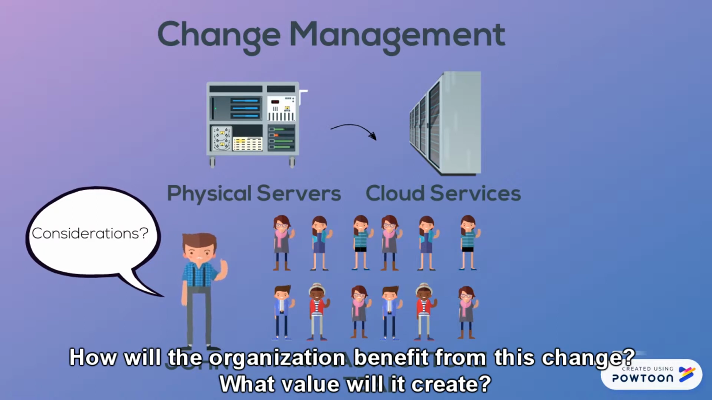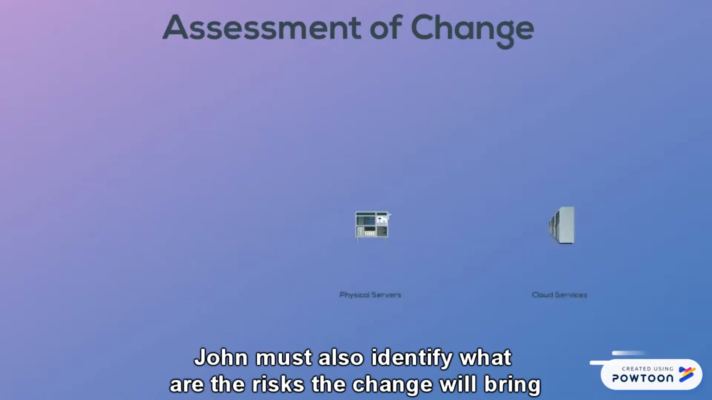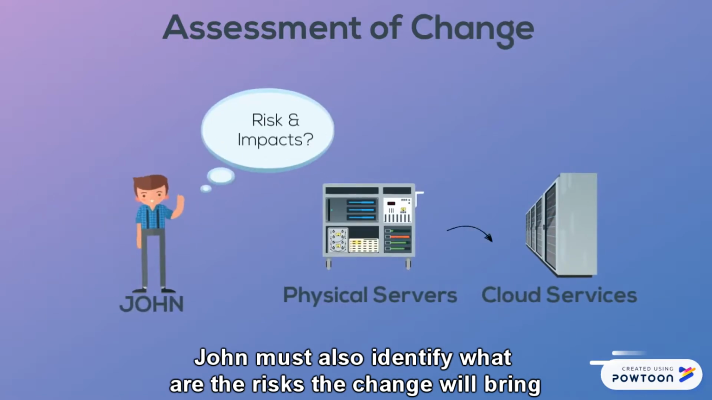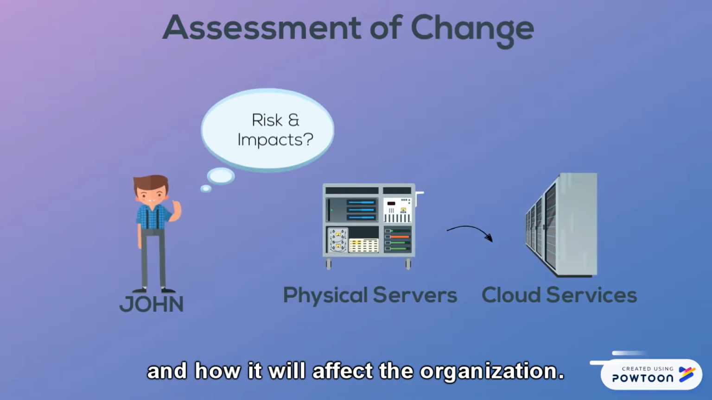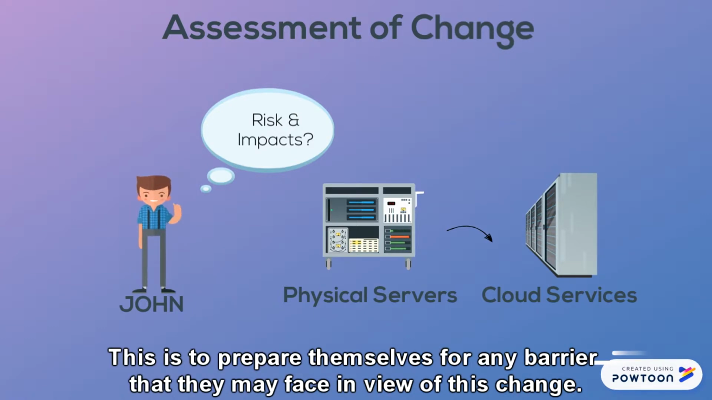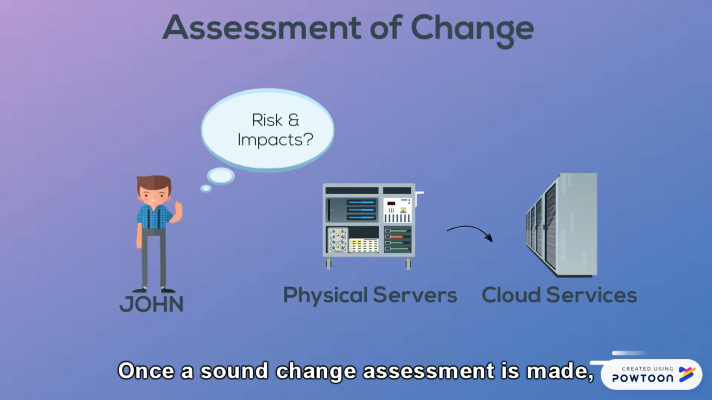How will the organization benefit from this change, and what value will it create? John must also identify what risks the change will bring and how it will affect the organization. This is to prepare themselves for any barrier that they may face in view of this change.